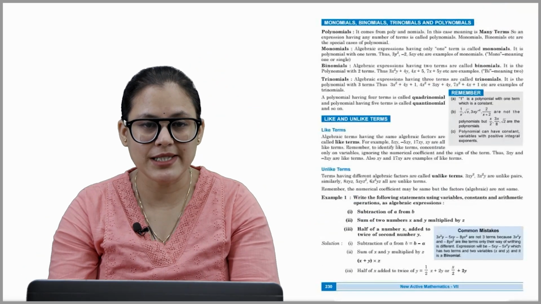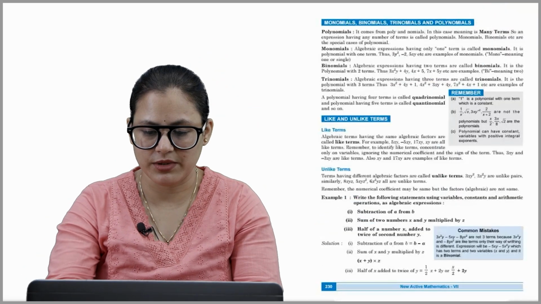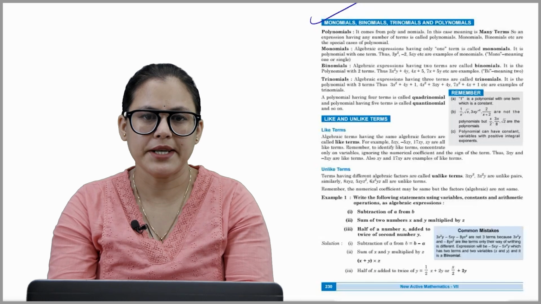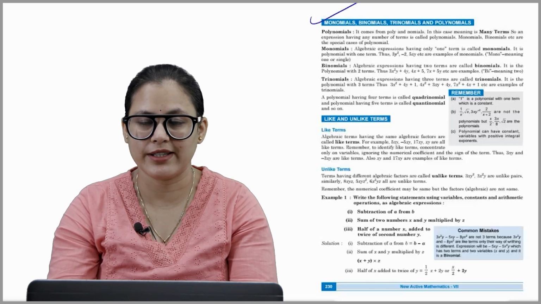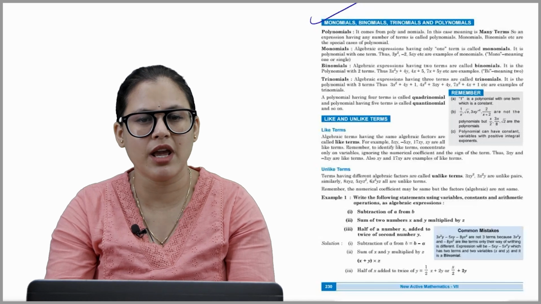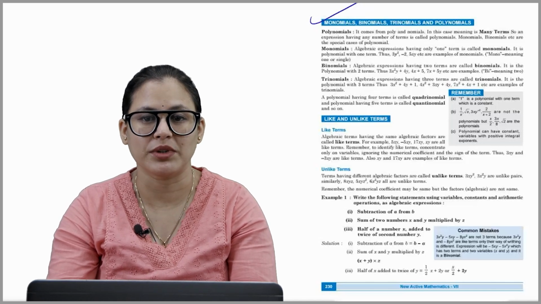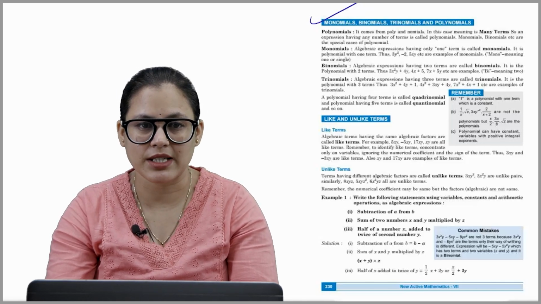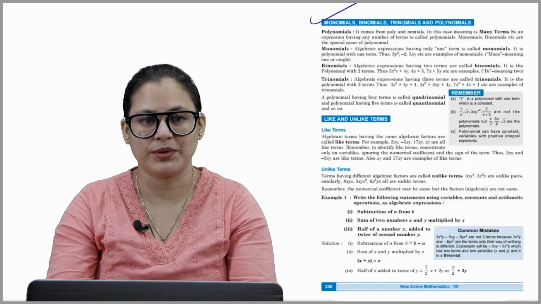Now, monomials, binomials, trinomials and polynomials. Polynomial comes from poly and nomial. In this case, the meaning is many terms, so an expression having any number of terms is called a polynomial. Monomials, binomials, etc. are special cases of polynomials.